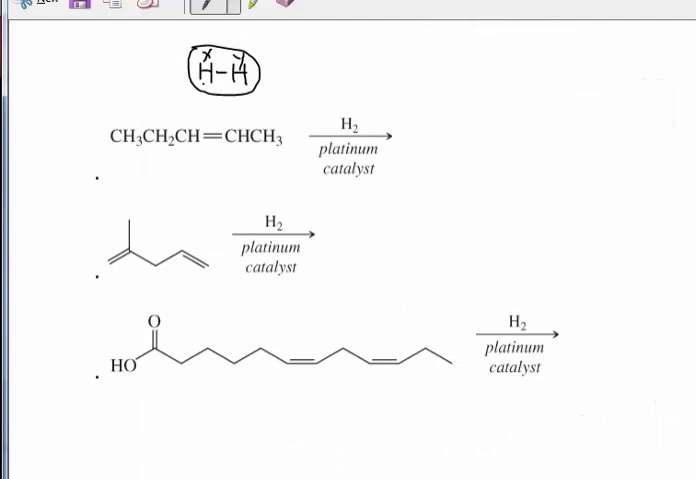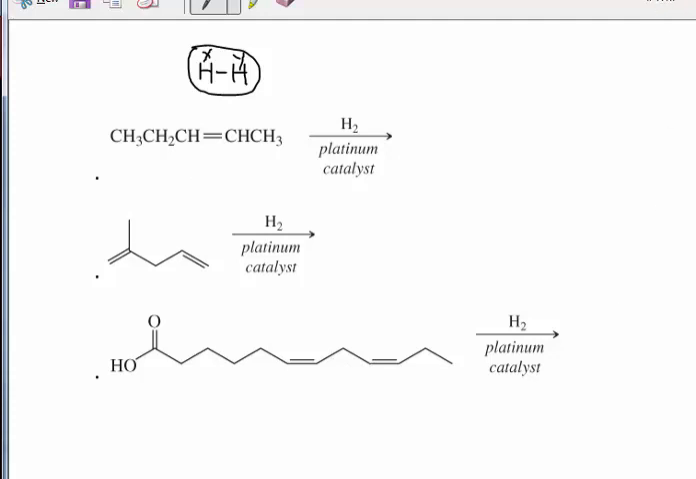So a hydrogen molecule, if we draw the Lewis structure of a hydrogen molecule, this is what it looks like. Our X and our Y part of this molecule are the same. When we add a hydrogen molecule across a double bond, we're going to go from an alkene to an alkane. So from an unsaturated hydrocarbon to saturated.